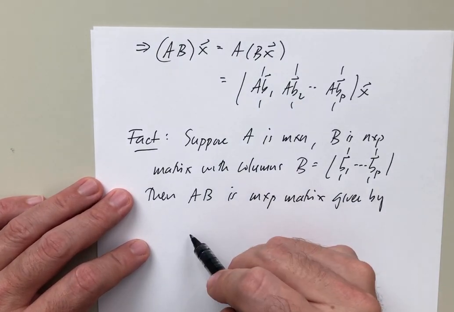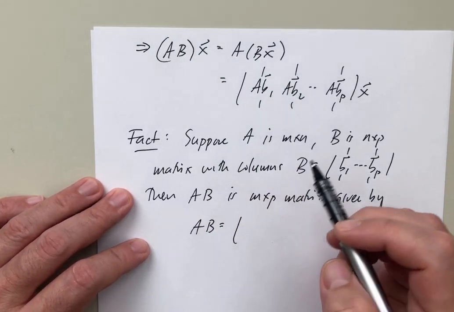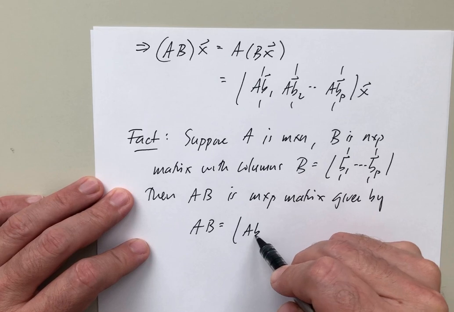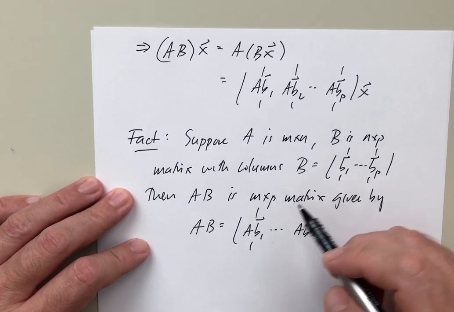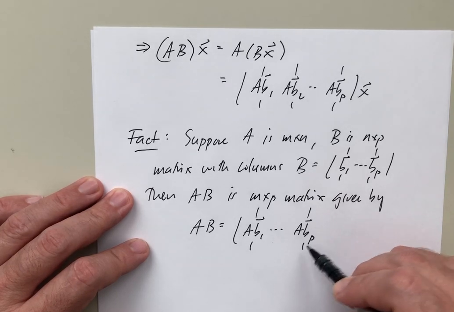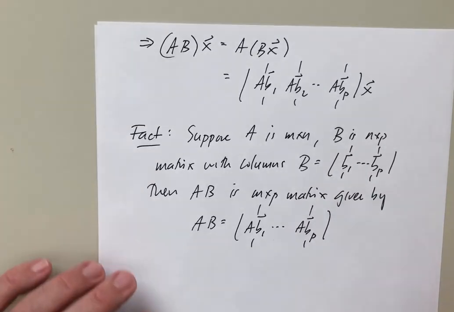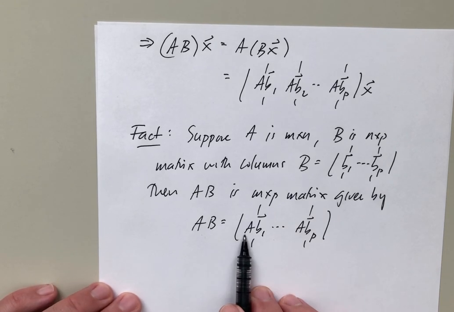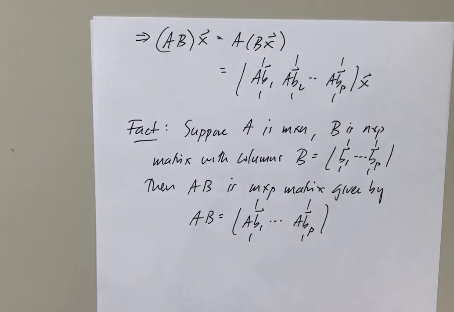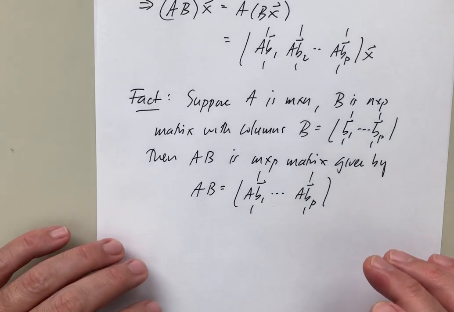what we just said. So AB, repeating myself here, is going to have columns where the first column is A times B1. That's a vector. And then I just do that for all of the columns of B, and I get the columns of AB. So the columns of AB are given by taking the matrix A times the columns of B. That's the fact. Okay, so let's do this with an example.